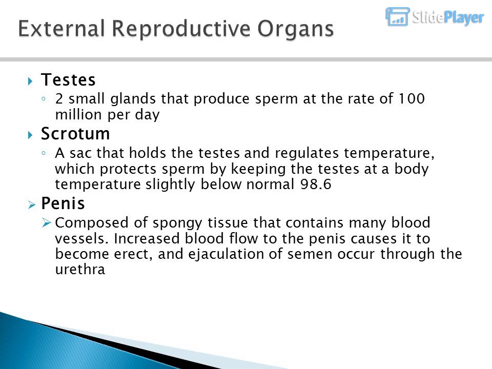Penis: composed of spongy tissue that contains many blood vessels. Increased blood flow to the penis causes it to become erect, and ejaculation of semen occurs through the urethra.